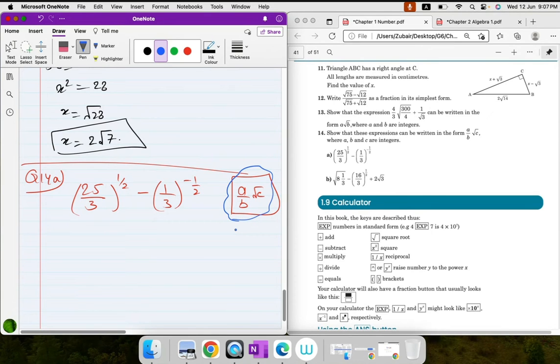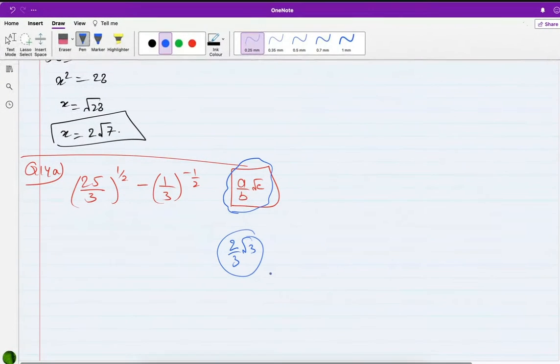Two over three root 3. Ali, what are you getting? Same, because I didn't do it. So I'm quickly doing it.